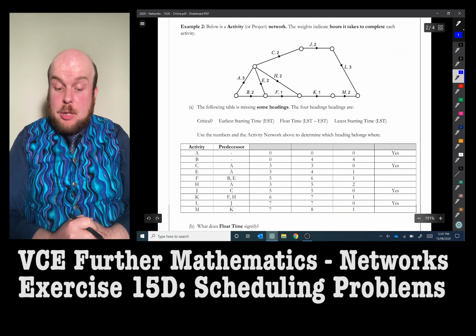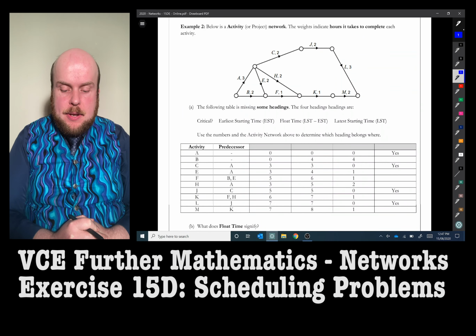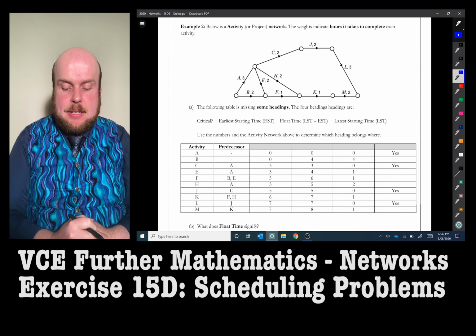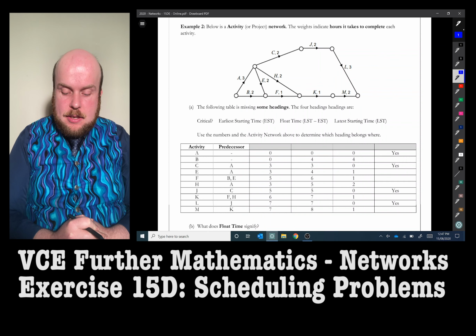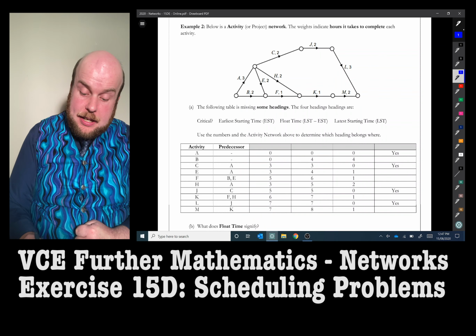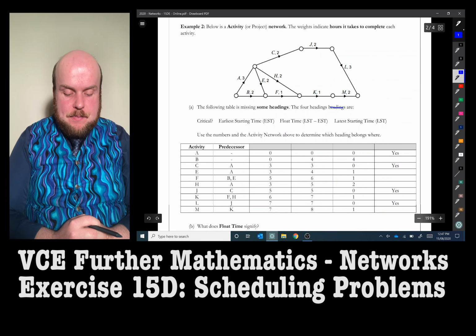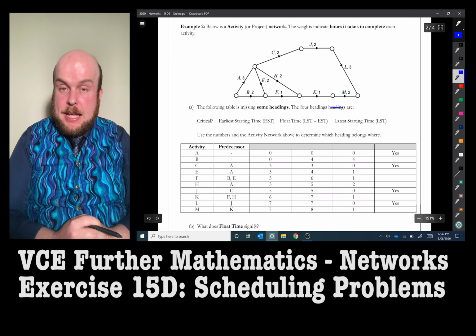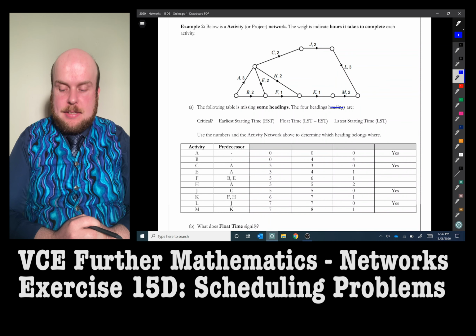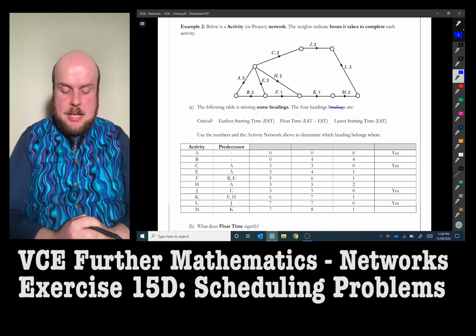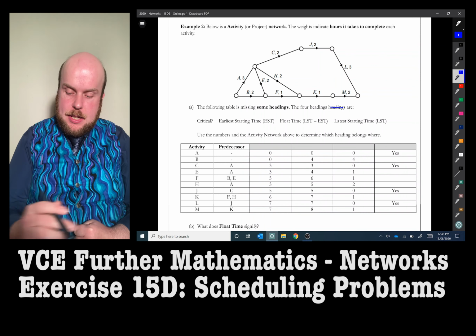Example 2. Below is an activity or project network. The weights indicate hours it takes to complete each activity. The following table is missing some headings. The four headings are critical, earliest starting time (EST), float time (latest starting time take away EST), and latest starting time (LST). Use the numbers and the activity network above to determine which headings belong where.